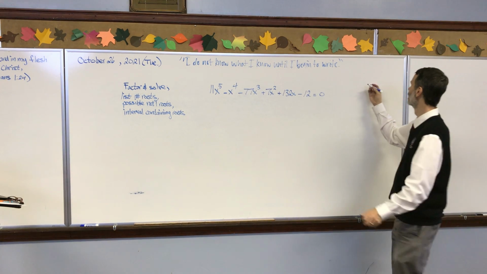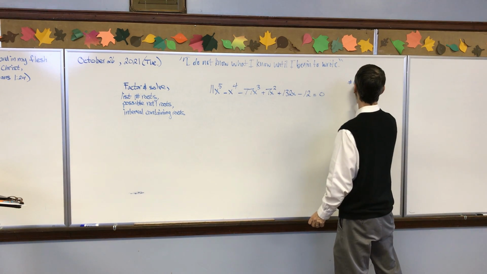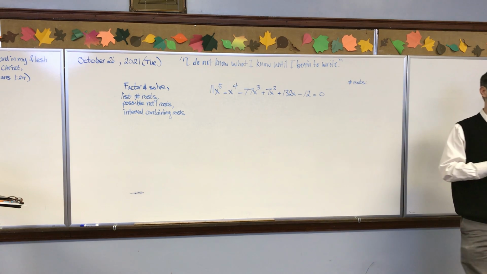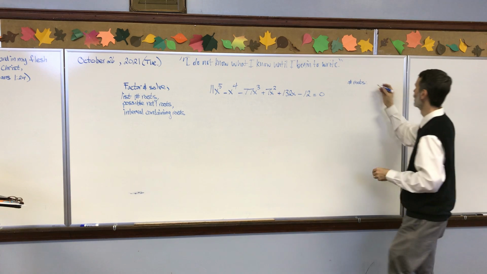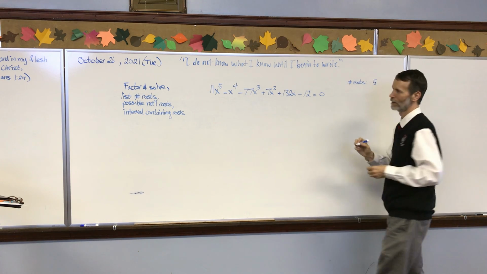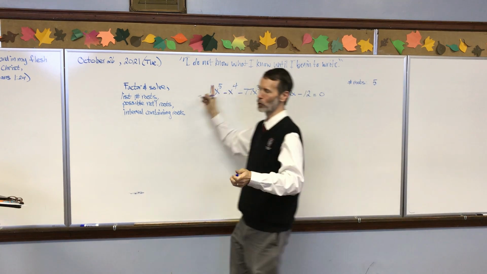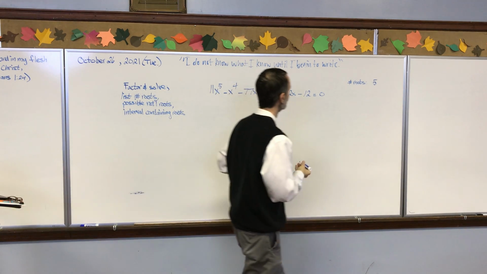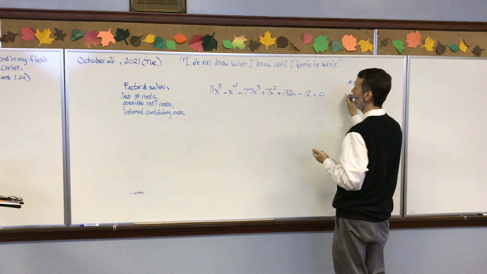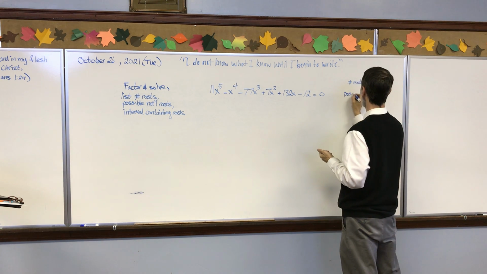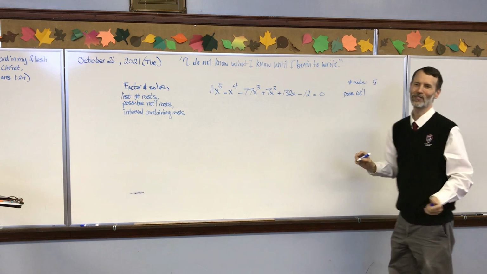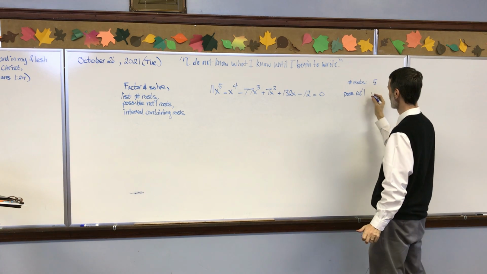First of all, can somebody tell me the number of roots? Yeah, 5. How do you know? The highest exponent. The degree of the polynomial, the highest exponent is 5. So that's how many roots it has to have. What are the possible rational roots?